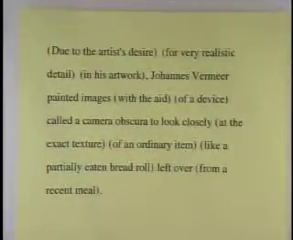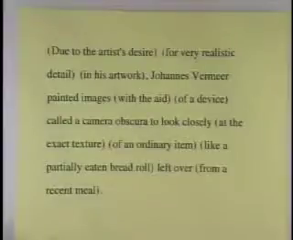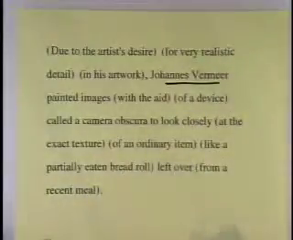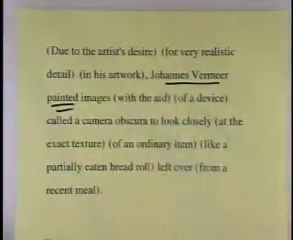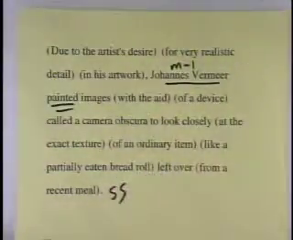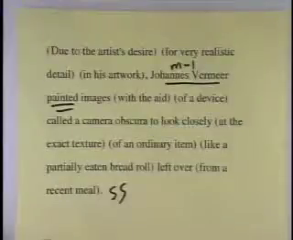Due to the artist's desire for very realistic detail in his artwork, Johannes Vermeer painted images with the aid of a device called a camera obscura to look closely at the exact texture of an ordinary item like a partially eaten bread roll left over from a recent meal. Vince, where's my subject? Johannes Vermeer. Right, and where's my verb? Painted. And what kind of a clause? We'll get the big picture. Main. And what kind of a sentence? Simple.